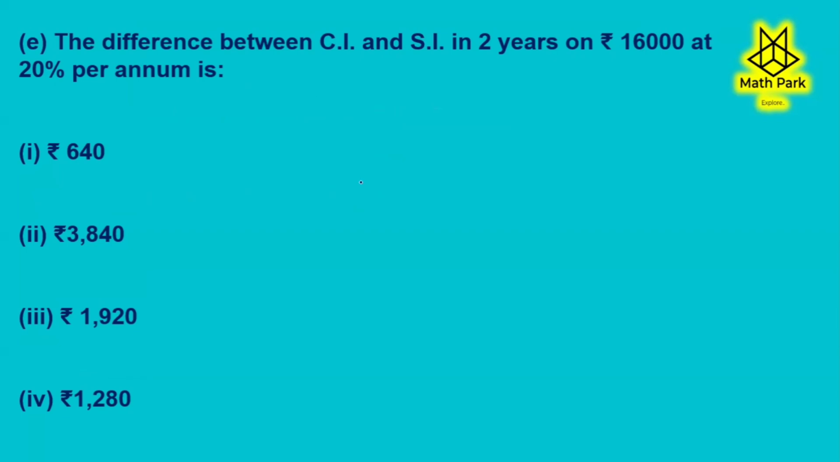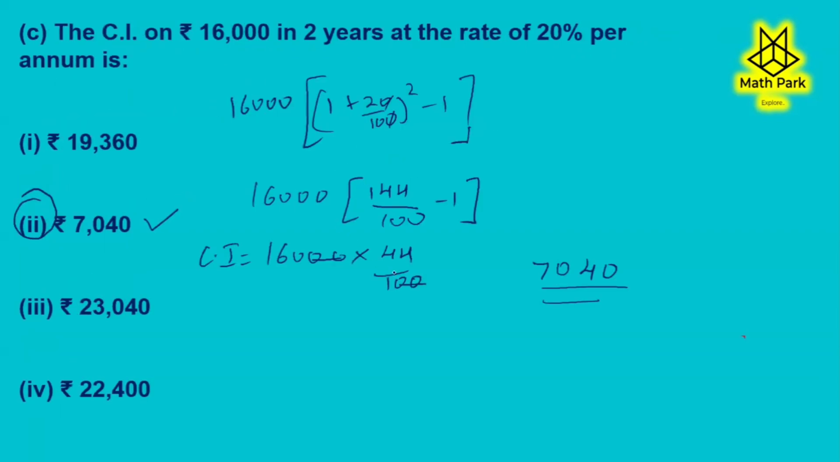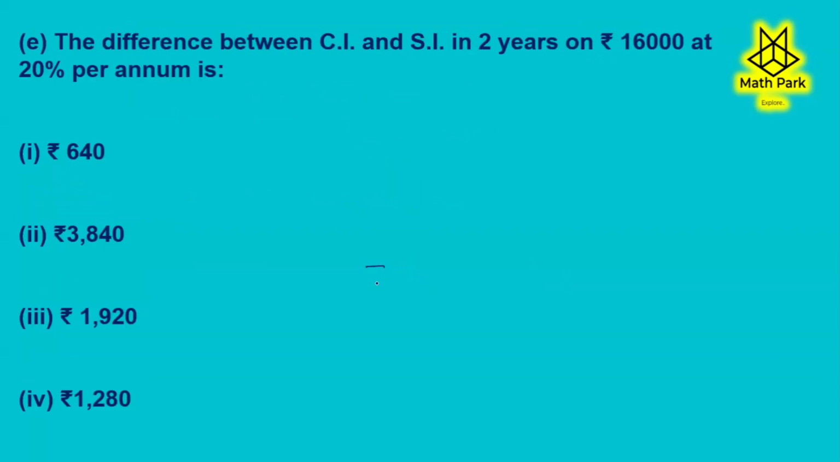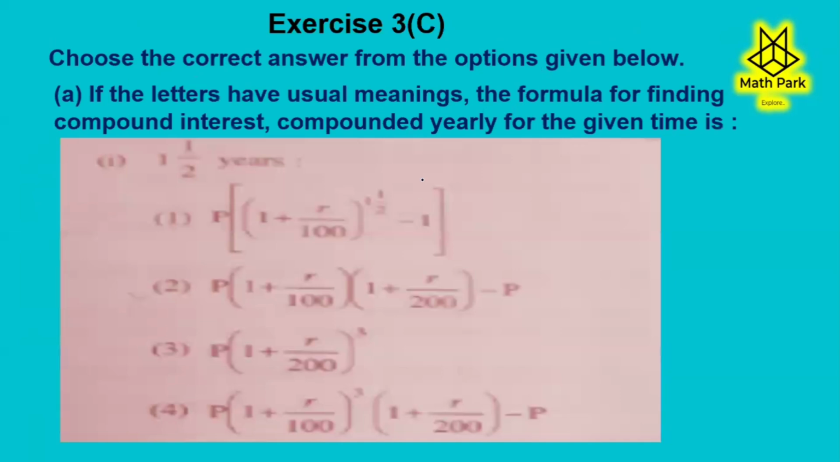Now we have already calculated in C the compound interest was 7040 and the simple interest was 6,400. Subtracting this, you get the difference as 640 rupees. Got it? So this is how we have done with 3B. Moving with 3C, choose the correct answers from the options given below.